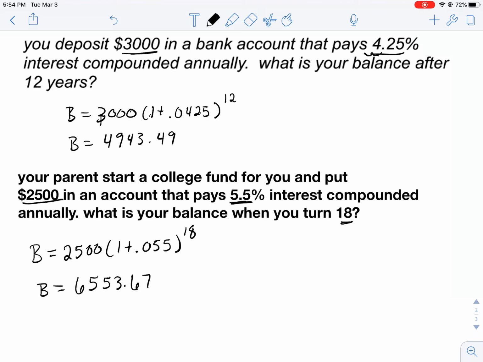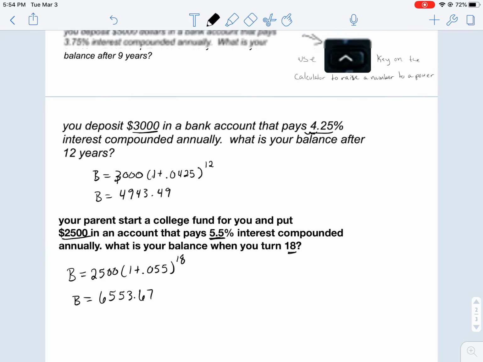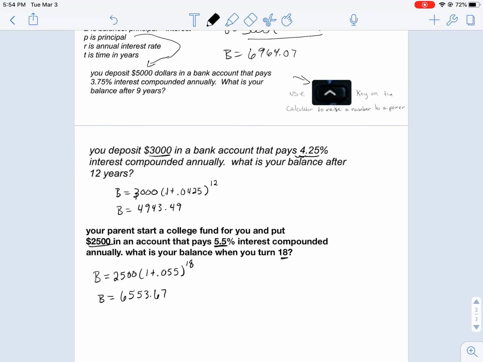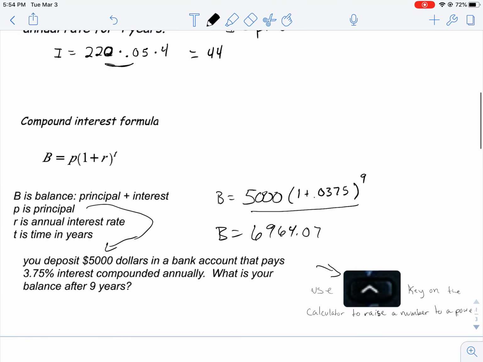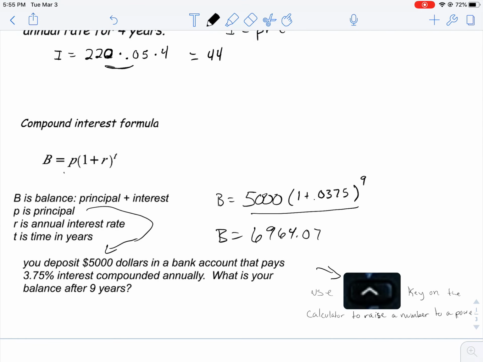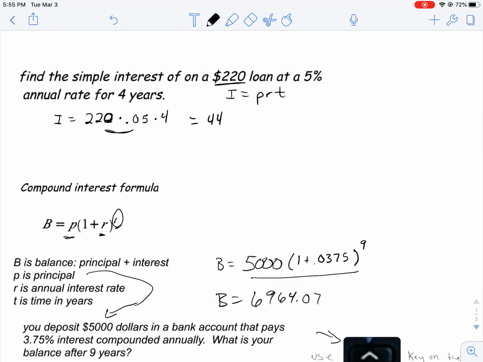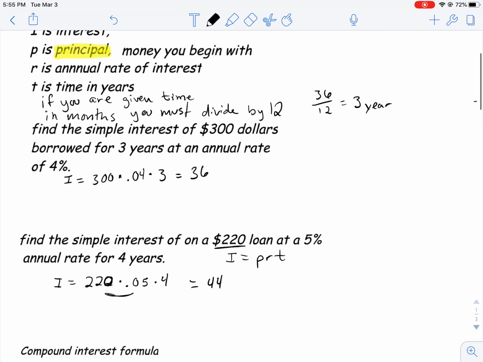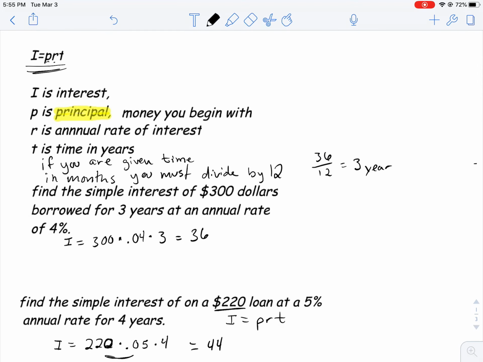All right, so that is simple interest and compound interest using percents. The main thing is you're just going to plug in values for the equations. So the given parts, you're going to plug in your principal, your rate, and your time for compound interest. And then for simple interest, same thing. You're just going to plug in your principal, your rate, and then your time.